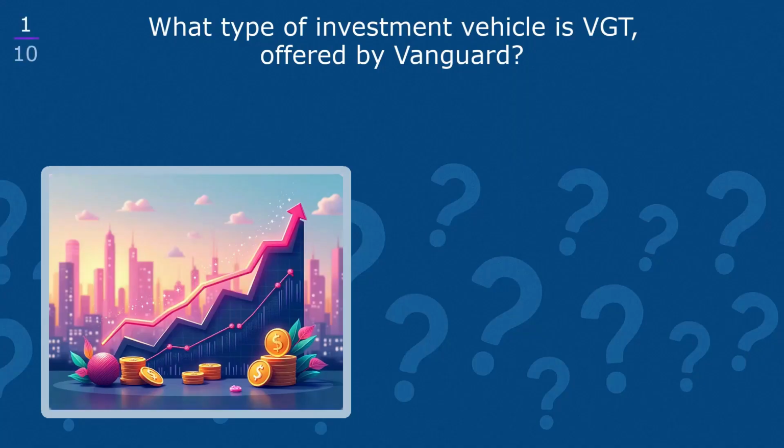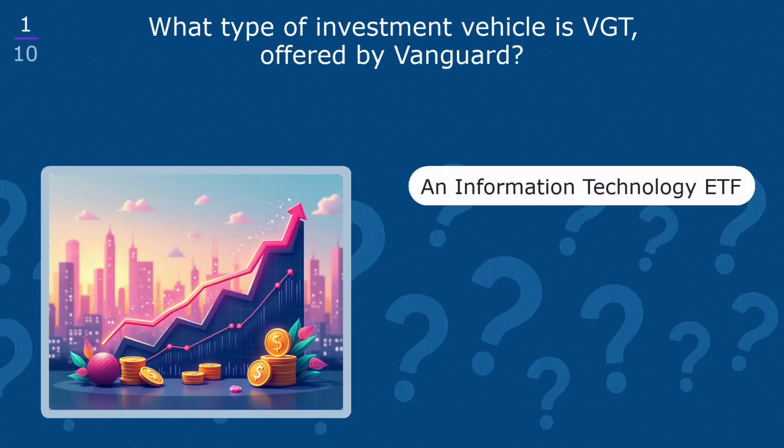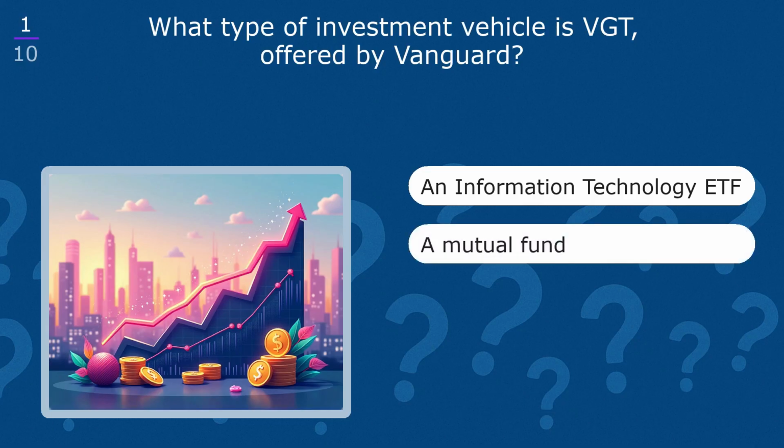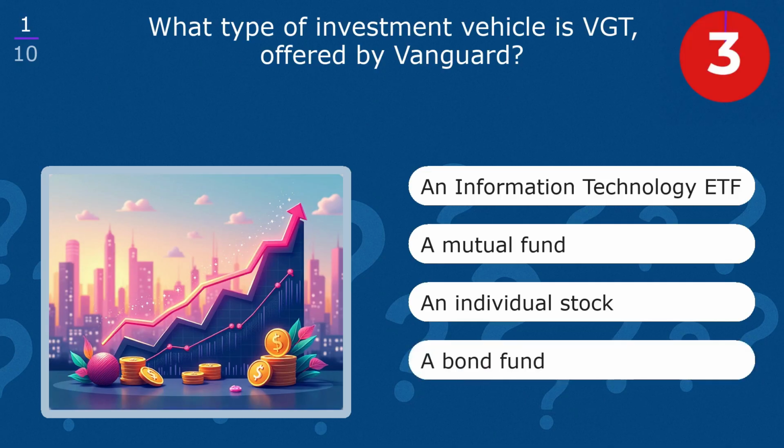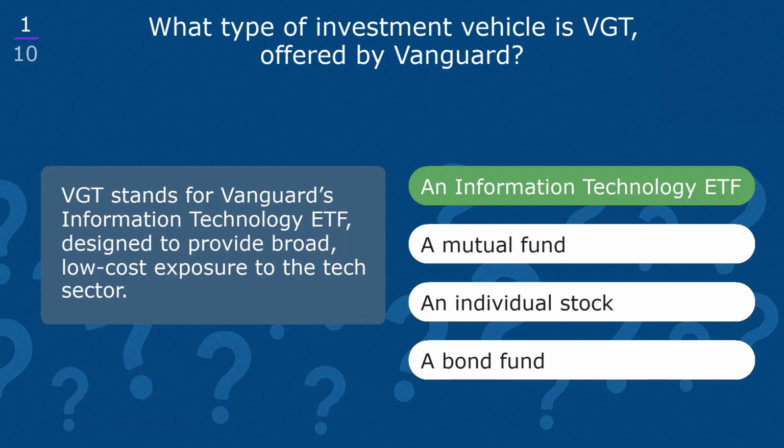What type of investment vehicle is VGT offered by Vanguard? An information technology ETF. A mutual fund. An individual stock. A bond fund. VGT stands for Vanguard's Information Technology ETF, designed to provide broad, low-cost exposure to the tech sector.